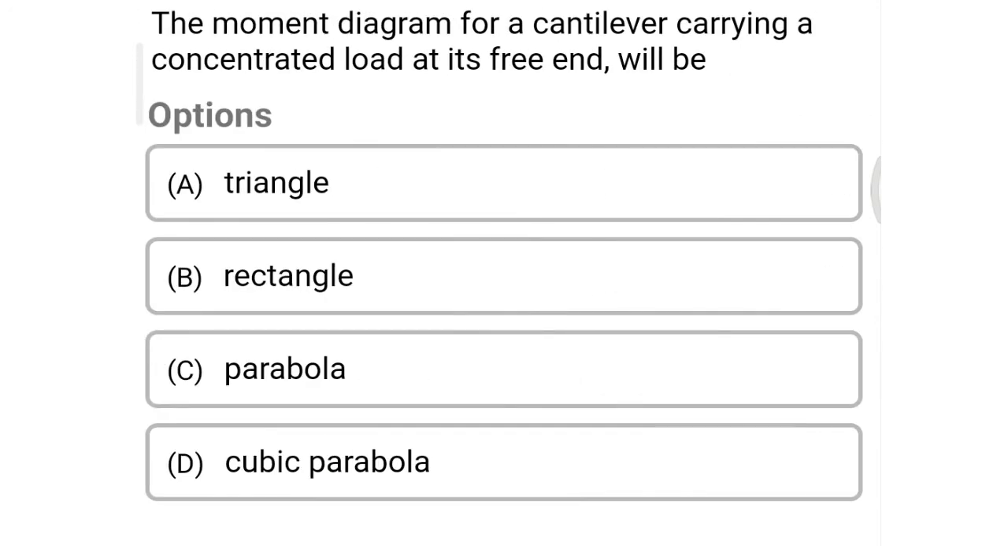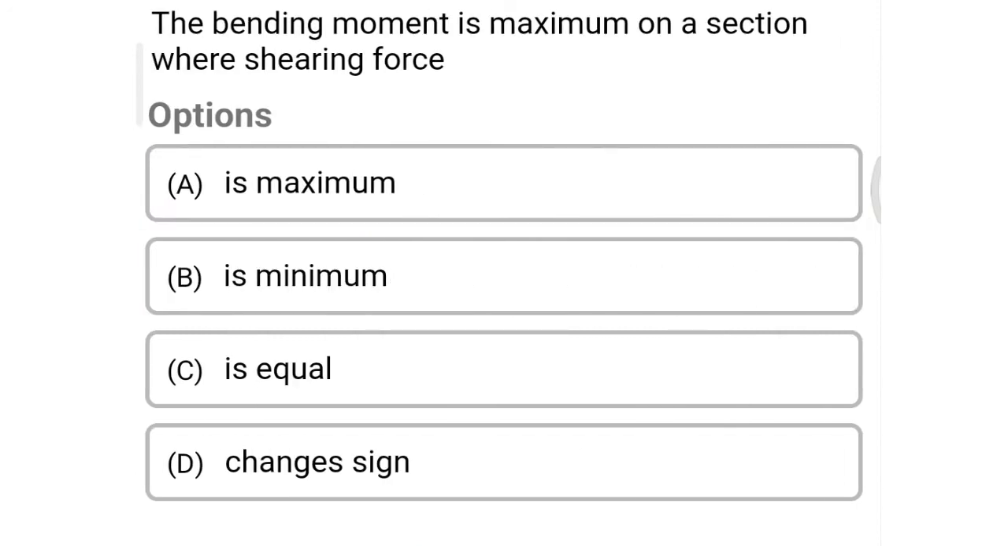So next question, the moment diagram for the cantilever carrying a concentrated load at its free end will be option A triangle, option B rectangle, option C parabola, option D cubical parabola. So the correct answer is option A, triangle. So next question, the bending moment is maximum on the section where shearing force is option A maximum, option B minimum, option C equal, option D changes sign. So the correct answer is option D, changes sign.